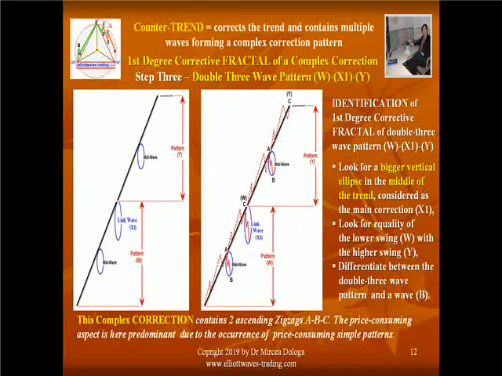And it's called X1. Look for the equality of the lower swing W with the higher swing Y. Differentiate between the W3 wave pattern and a wave B parenthesis. The complex correction contains 2 ascending zigzag ABC. The price-consuming aspect is predominant here due to the occurrence of a price-consuming simple pattern.